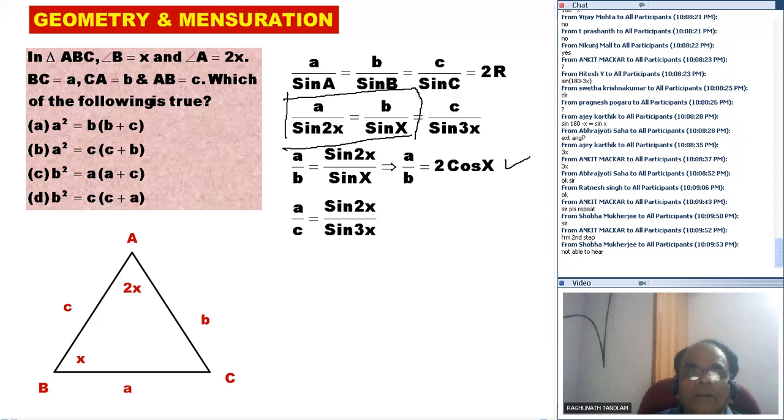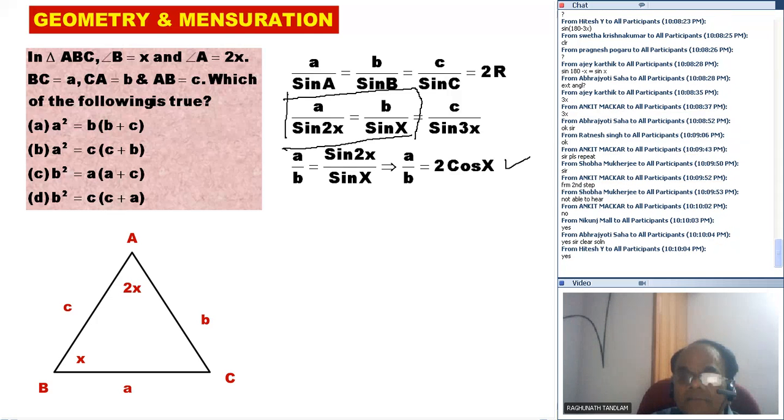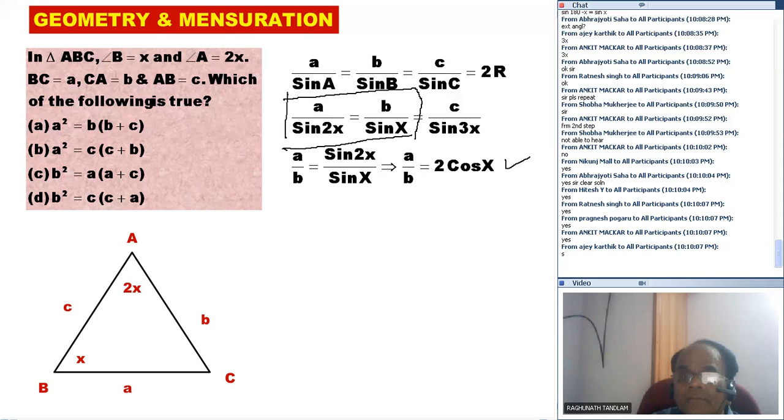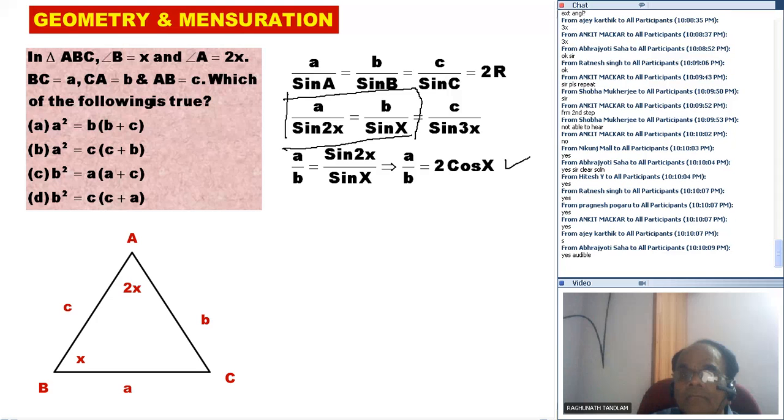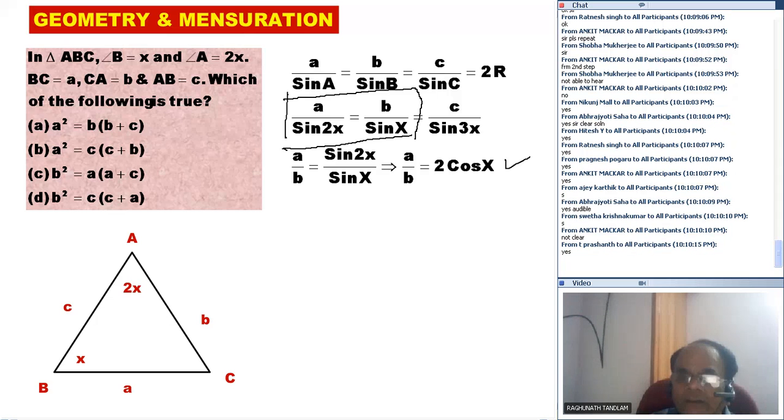Are you clear with this? Up to this you are clear? Is this clear? All of you are able to hear me or not? Are you able to hear me? Okay. Do you hear me or not? All of you are able to hear me?